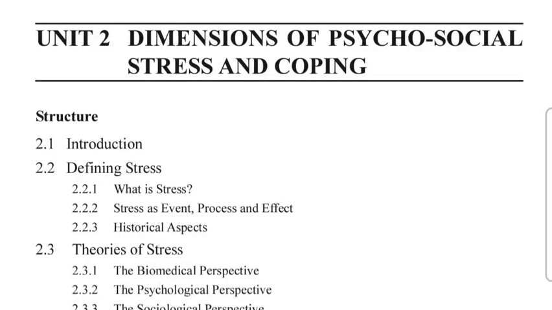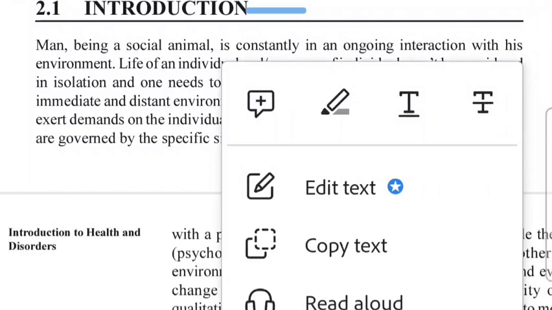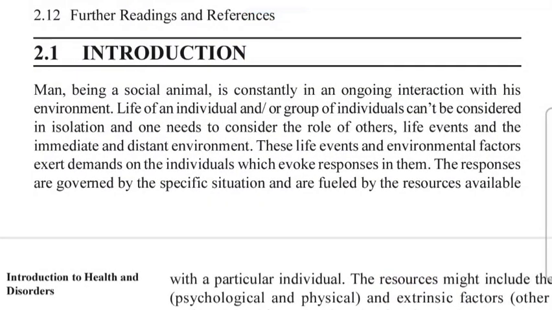Unit 2, Dimensions of Psychosocial Stress and Coping. 2.1 Introduction. Man, being a social animal, is constantly in an ongoing interaction with his environment.